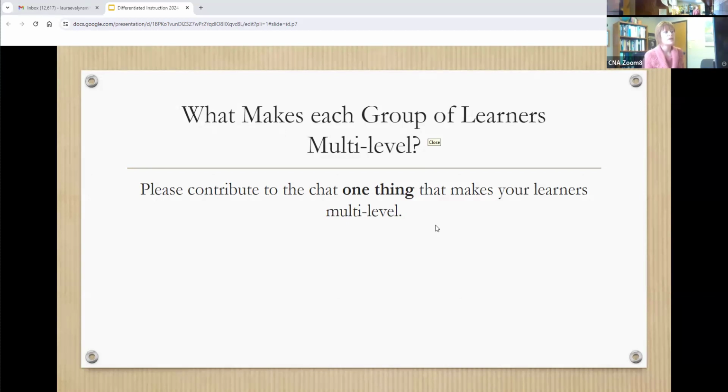Fantastic. Okay, preferences, learning preferences, Amy says. Learning orally versus print. Okay, those are some great ideas. Thank you for adding those, and you can continue to put yours in the chat if you have not yet.